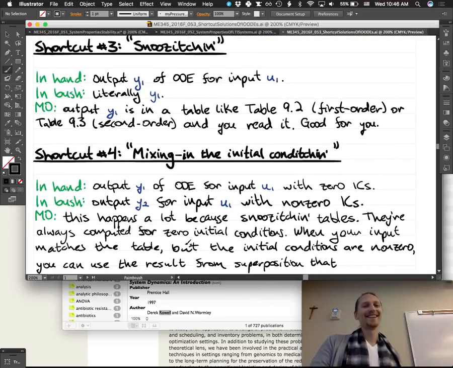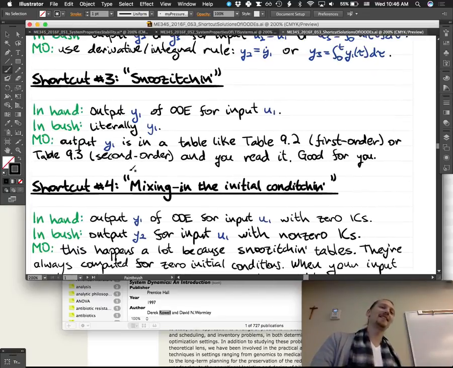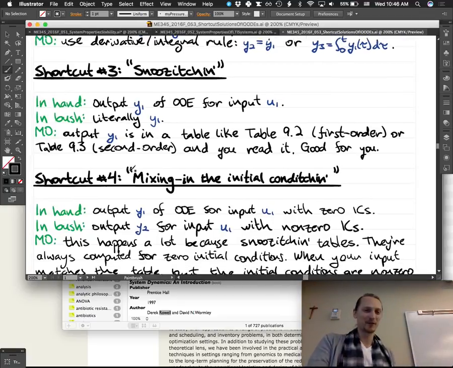Okay. I put this in there because this is literally how we solve some of these. It's a shortcut, and I want to make sure that we do. And it's snoozation because it's super easy. You don't hardly have to do anything, just read it.